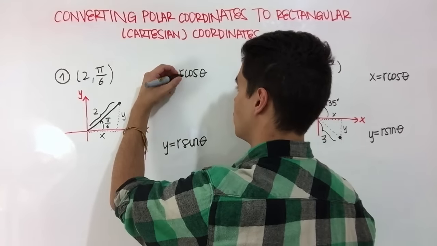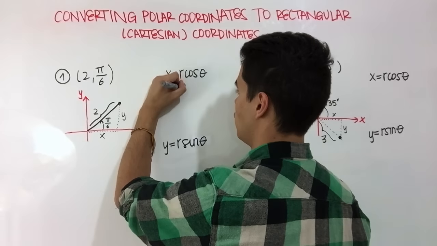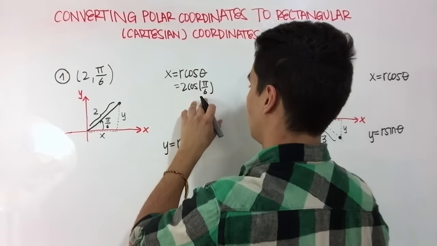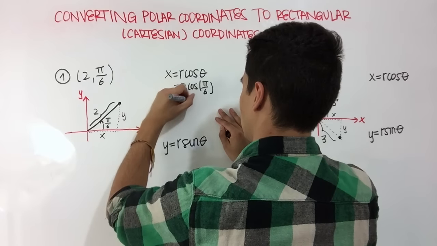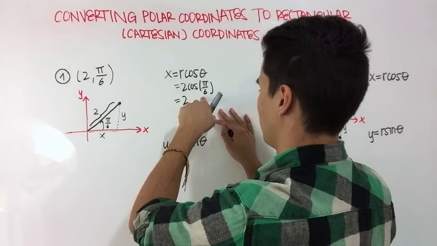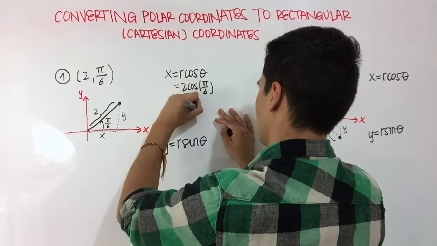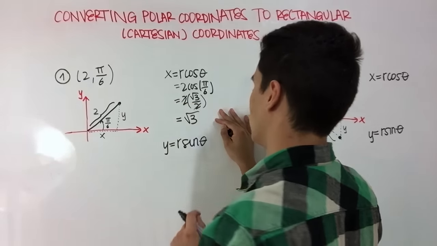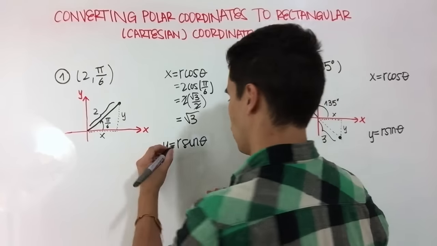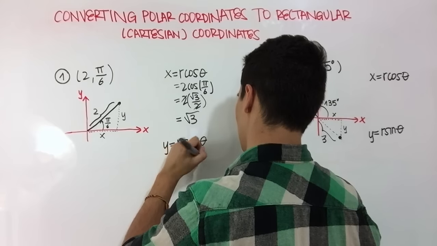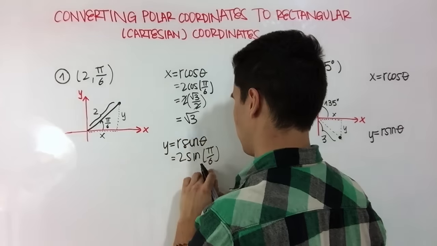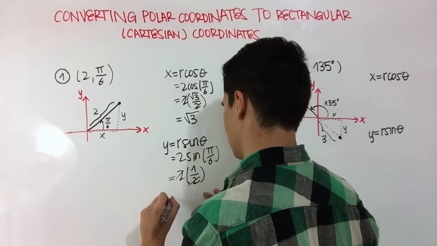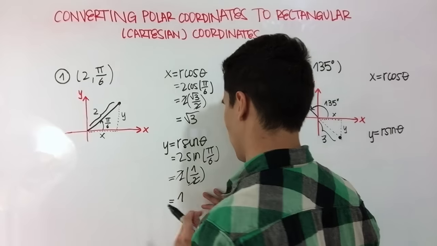So if we know that x is equal to r cosine theta, we know that x is 2 times the cosine of pi over 6. Pi over 6 is in radians, so 2 times the cosine of pi over 6, the cosine of that is square root of 3 over 2. This 2 will cancel out, and we know that x is going to be equal to square root of 3. Then we solve for y. So y is equal to 2 times the sine of pi over 6. And the sine of pi over 6 is 1/2. So 2 times 1/2. The 2's will cancel out. We're going to know that y is equal to 1.